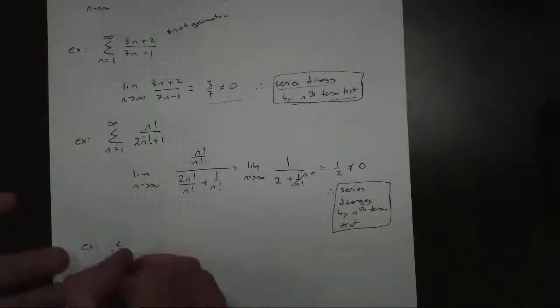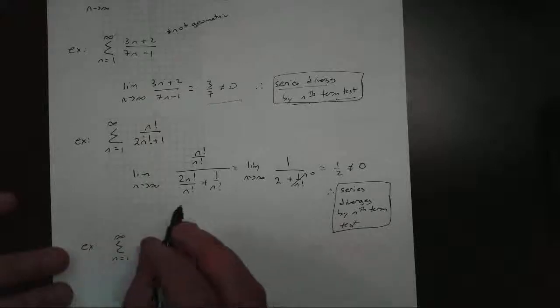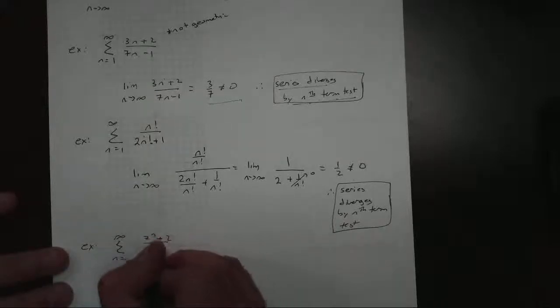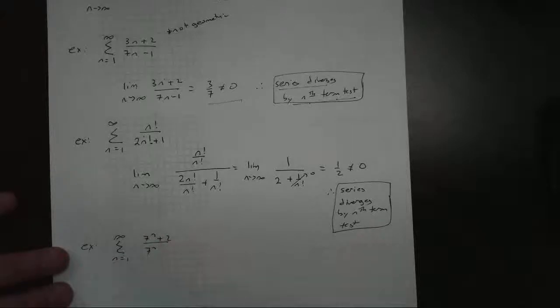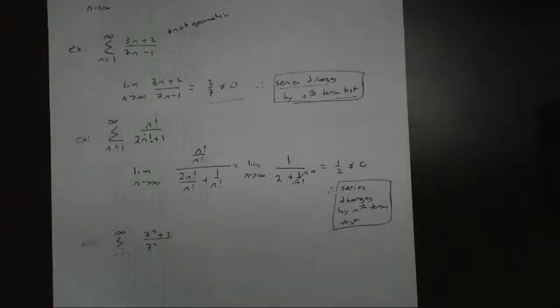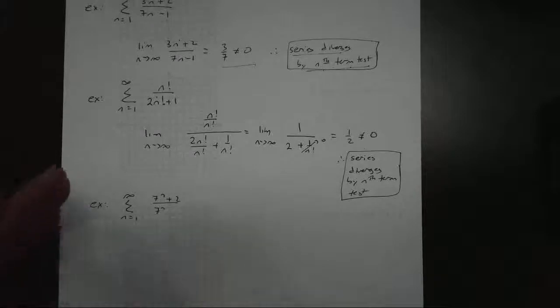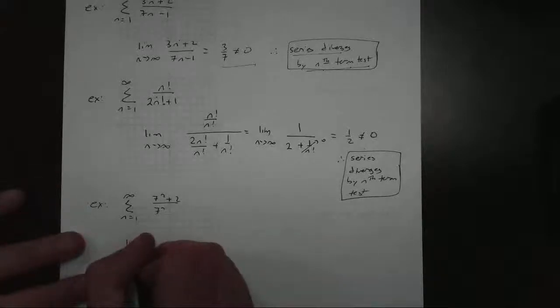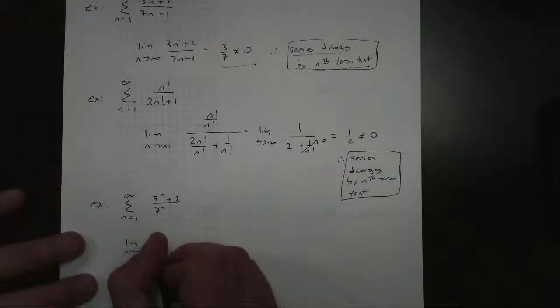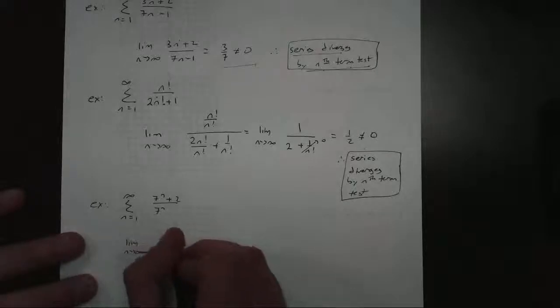Okay? Let's try this one. N equals 1 to infinity. Let's say we have something like, I don't know, 7 to the n plus 2 over 7 to the n. Let's just leave it like that. All right, so if I try taking the limit as n goes to infinity, we're going to get 7 to the n plus 2 over 7 to the n.